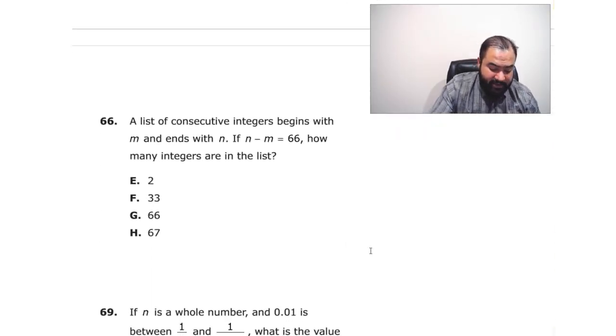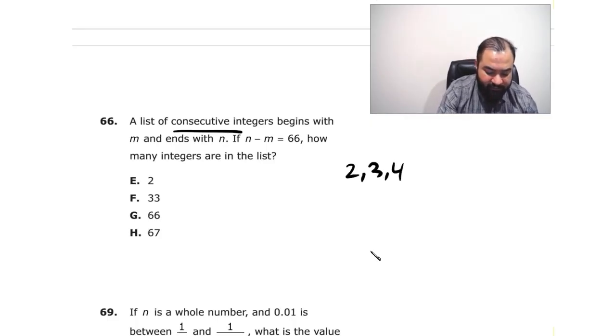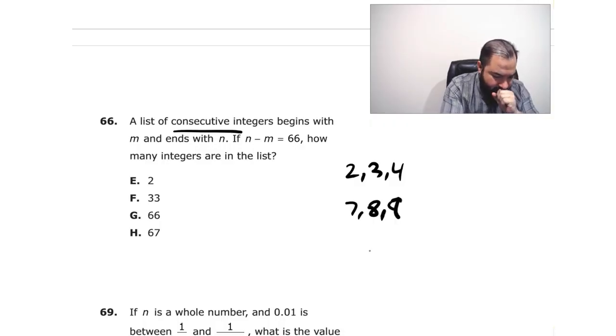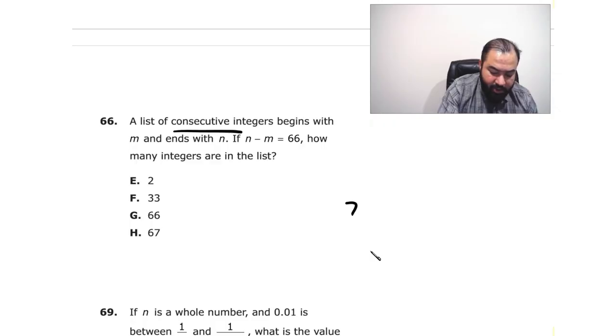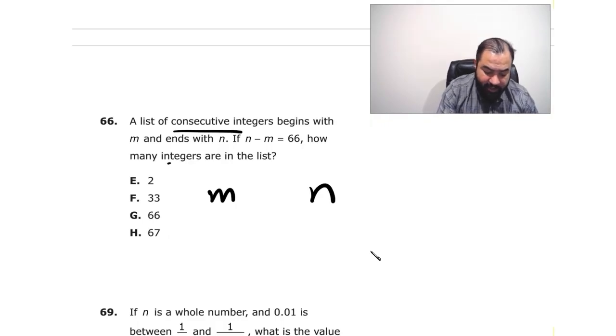Number 66, it says a list of consecutive integers. Consecutive means in order, like 1, 2, 3, 4, 5, 6, or like 2, 3, 4, or 7, 8, 9. These are consecutive. Now, it says a list of consecutive integers begins with m and ends with n. So how many integers are there if n minus m is 66?